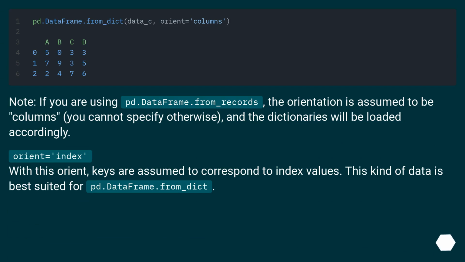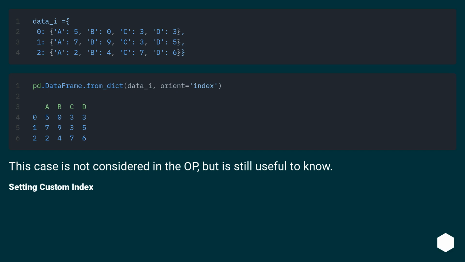Note: if you are using pd.DataFrame.from_records, the orientation is assumed to be columns, you cannot specify otherwise, and the dictionaries will be loaded accordingly. Orient equals index: with this orient, keys are assumed to correspond to index values. This kind of data is best suited for pd.DataFrame.from_dict. This case is not considered in the OP, but is still useful to know.